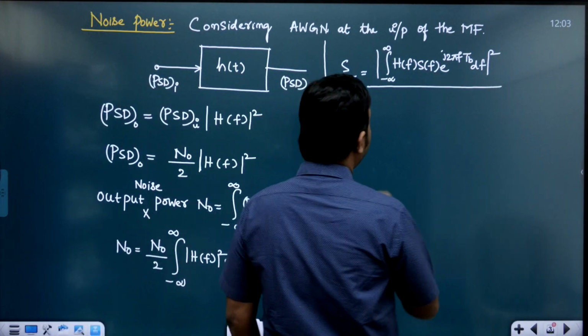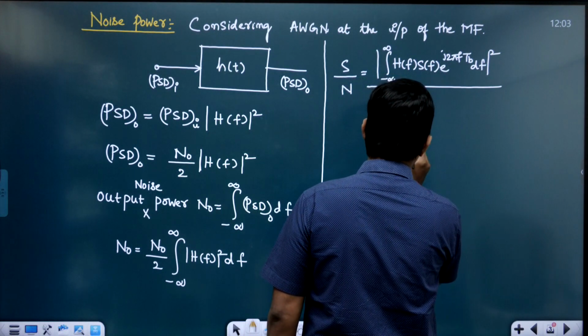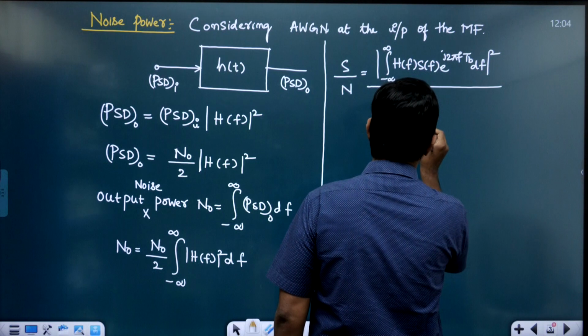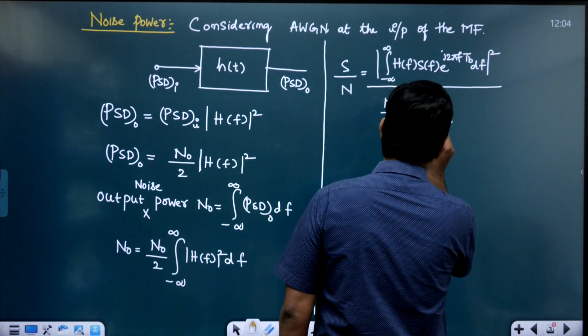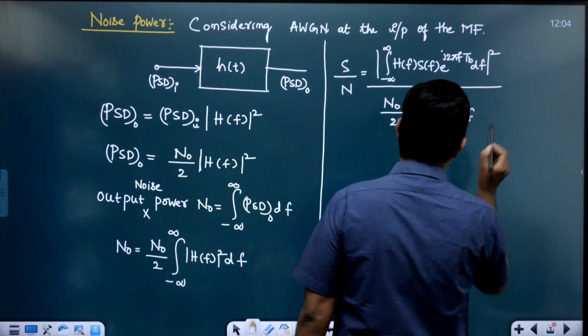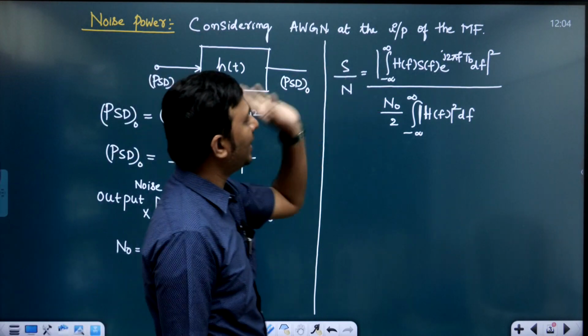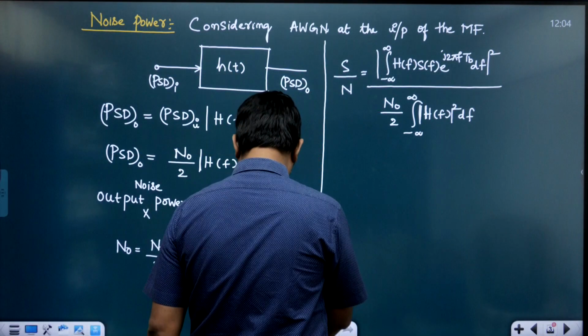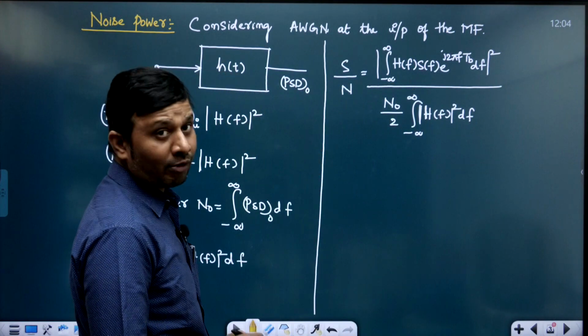Noise power is N0 by 2 integral from minus infinity to infinity of magnitude of H(f) whole square df. Right. Now, we have to simplify the numerator term. In order to simplify the numerator term, we are going to use an inequality known as Schwarz's inequality.